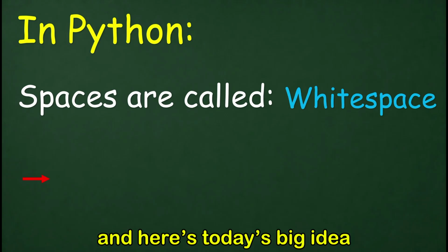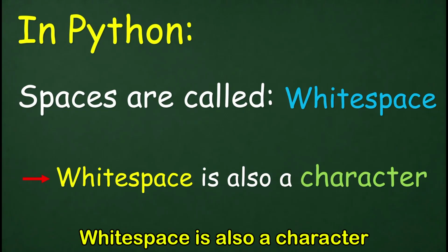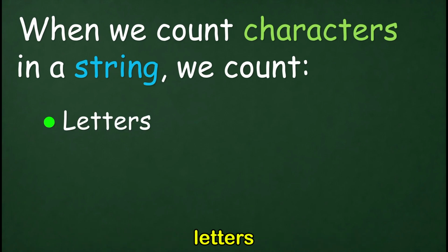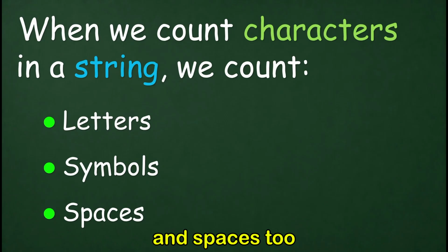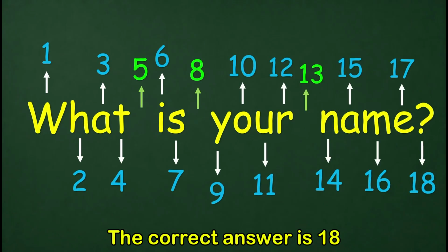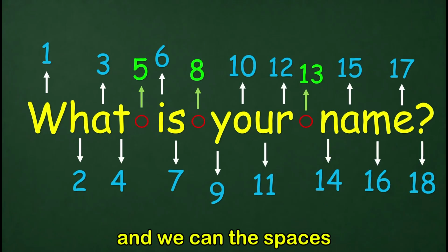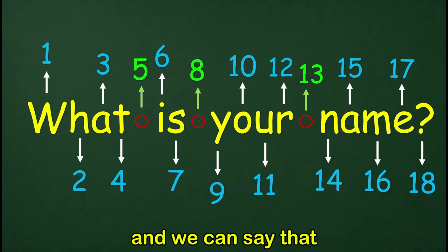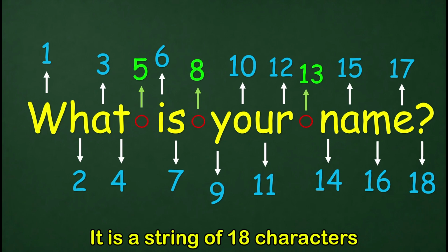And here's today's big idea. Whitespace is also a character. That means when we count characters in a string, we count letters, symbols, and spaces too. So now, can you tell me the correct number of characters in "What is your name?" Yes, the correct answer is 18, and we can see the spaces marked by small red circles. And we can say that it is a string of 18 characters.